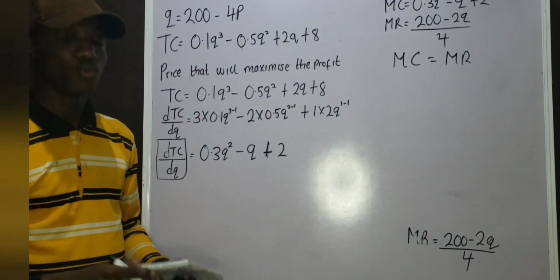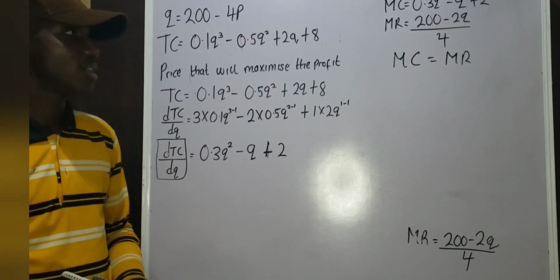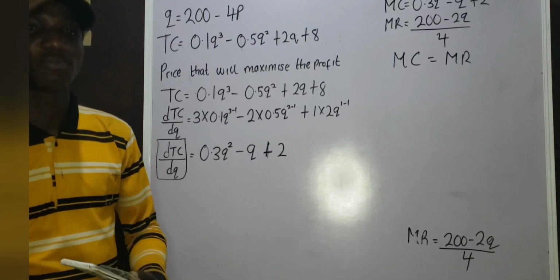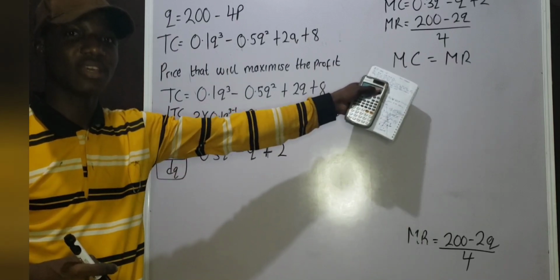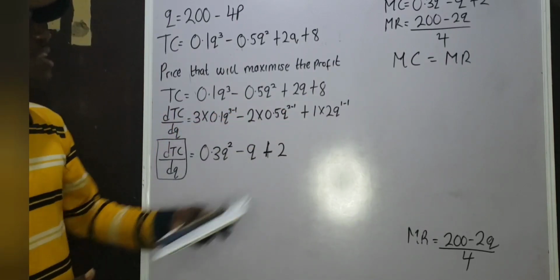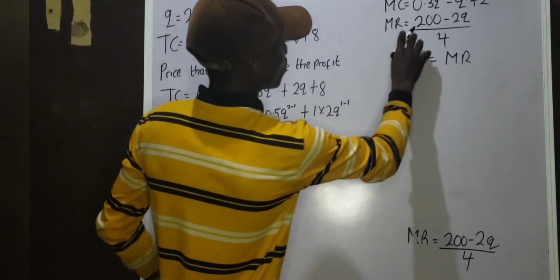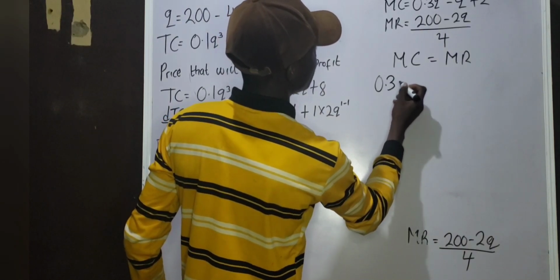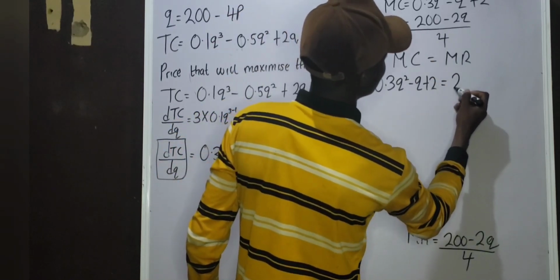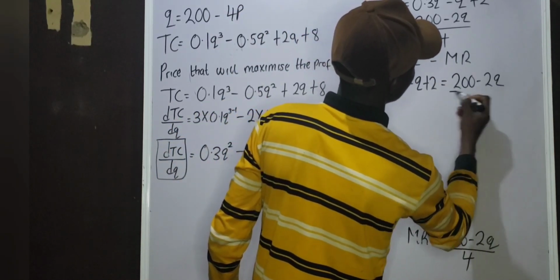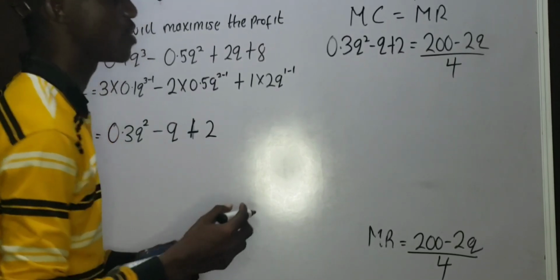I'm very sure you understand what I just said. Look at this. We are told to determine the price that the firm will sell its goods at to maximize the profit. But there is no way the firm can maximize its profit without selling its goods. That quantity that the firm will sell, that is what I want to determine here. Because for a firm to maximize its profit, the marginal cost must be equal to the marginal revenue. You understand? So just pay attention. Don't forget that marginal cost function is this: 0.3q squared minus q plus 2 is equal to MR. Marginal revenue is 200 minus 2q all over 4. Okay? Now, the next step is that we are going to cross multiply.